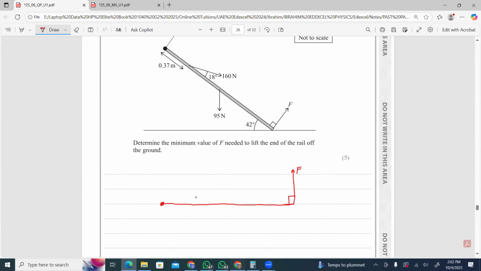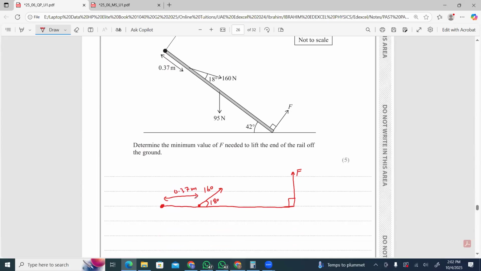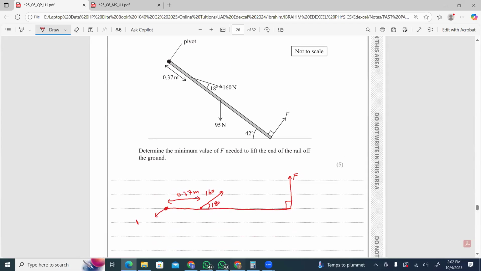Okay. So now the force here is actually at 18 degrees. So this is 160 Newton at 18 degrees. This is 0.37 meters. This is my pivot point. And this is the point where the weight is acting. Okay, 25 degrees.